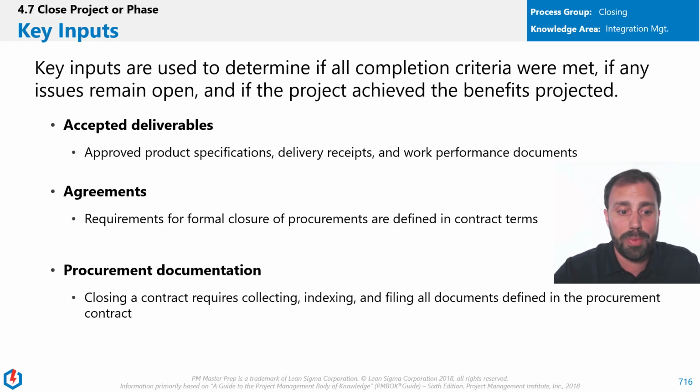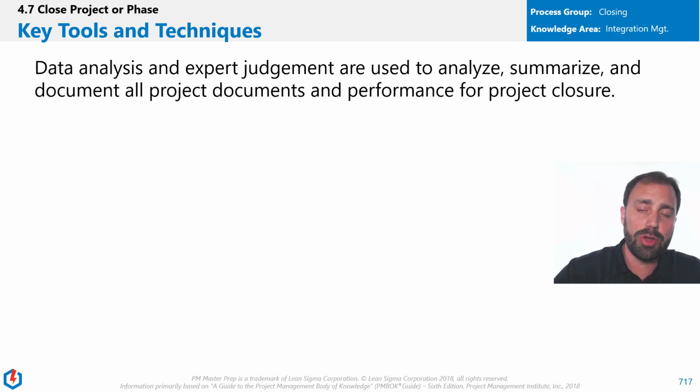And then the procurement documents, how are we going to file documents? How are we going to collect documents, index them, make sure that we meet these and charge correctly? You just don't want to drop the ball at the end. So these procurement documents are key to this close project or phase. Right. So now we know the outputs, what we're trying to deliver. We know all this information that we use.